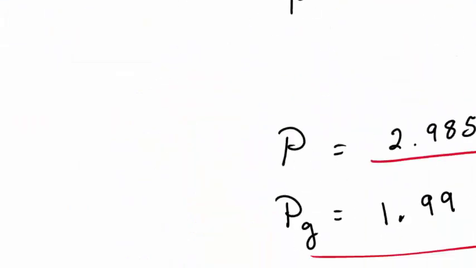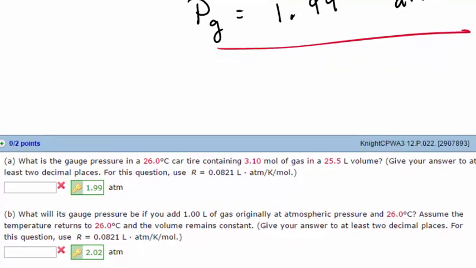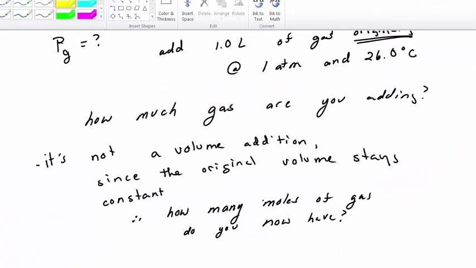Now I've got to look at part B. Part B is, what will its gauge pressure be if you add 1 liter of gas, originally at atmospheric pressure and originally at 26.0 degrees C? And then they say, assume the temperature returns to 26 degrees C and the volume remains constant. So you're adding 1 liter of gas to the tire, but the tire's volume stays at 25.5 liters. So what are you really asking for?